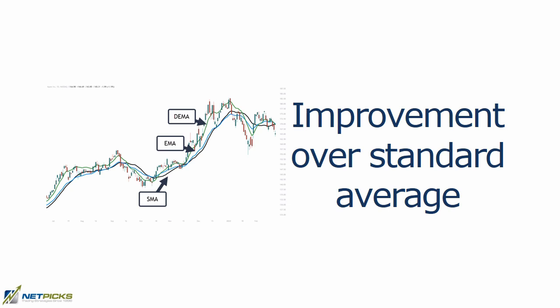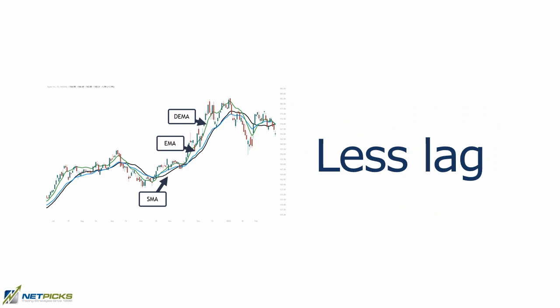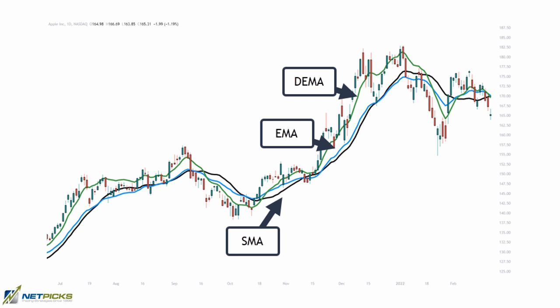Now, Patrick Mulloy invented this back in the 1990s, and he did so because he wanted an indicator that could take out some of the lag that's associated with the moving average. Of course, 100% removal of lag is not possible because indicators are derived from price. But this reduction in lag produced an indicator that's more responsive to the changes in price.